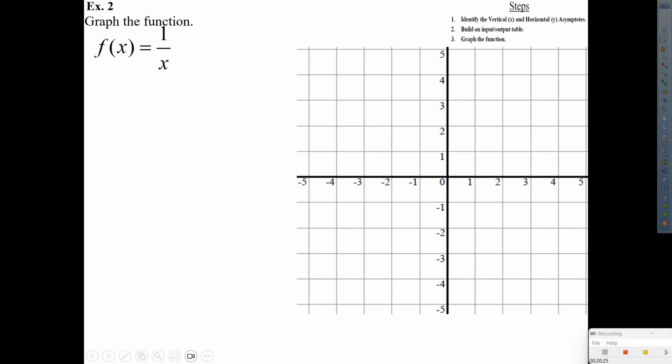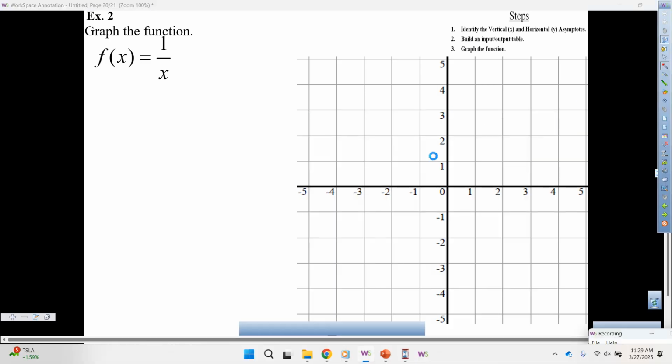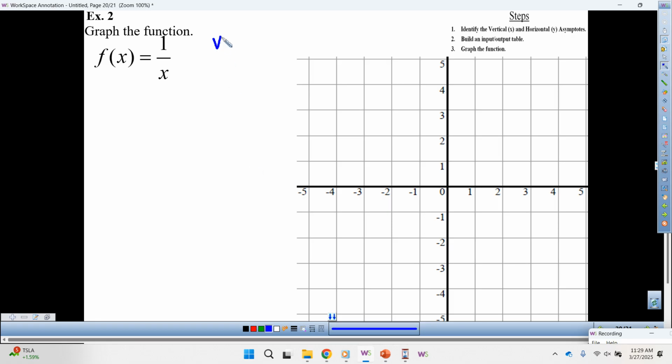Example number 2, graph the function. According to the steps that I gave you, it says identify the vertical and horizontal asymptotes. So, first we write VA, x equals, HA, f of x equals. Oh, I went faster than my brain, okay? So what is our VA, everyone? Does it have any number next to the x? No, so it's a 0. And do we have a constant at the end? No, there's no constant, so it's 0.